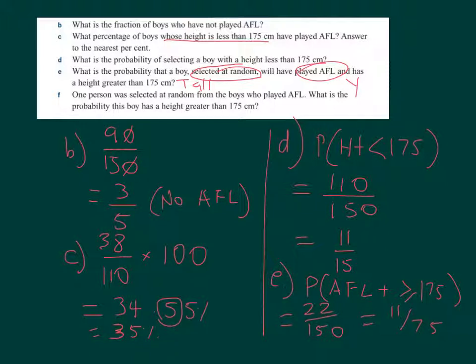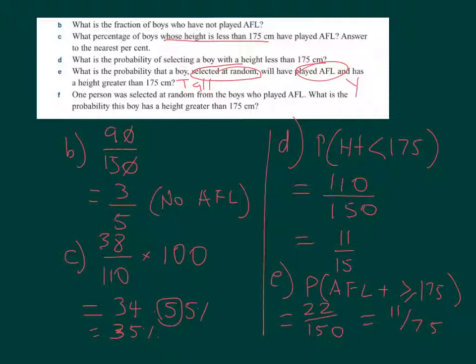I'm running out of space here, but let's talk about part F. One person was selected at random from the boys who played AFL. Again, I'm only interested in the boys now who played AFL. So that's 60 students who played AFL. What is the probability that this boy has a height greater than 175? Well, we already decided that we're only interested in the 60 boys who played AFL, and 22 of them were taller, so I'm going to say it's 22 out of 60, or 11 out of 30.